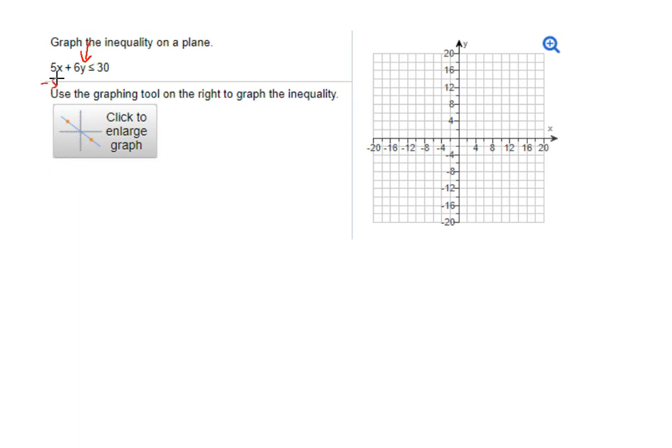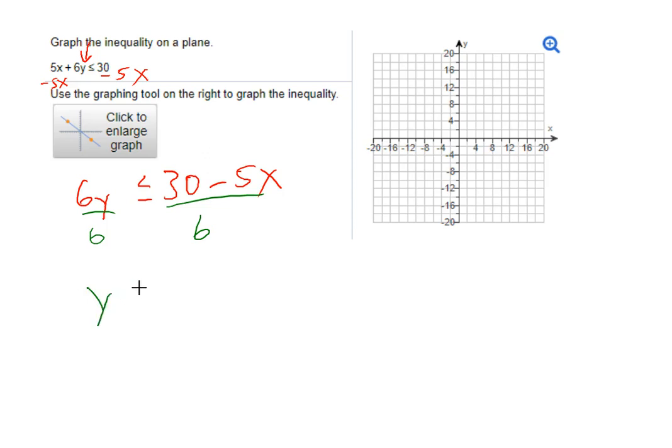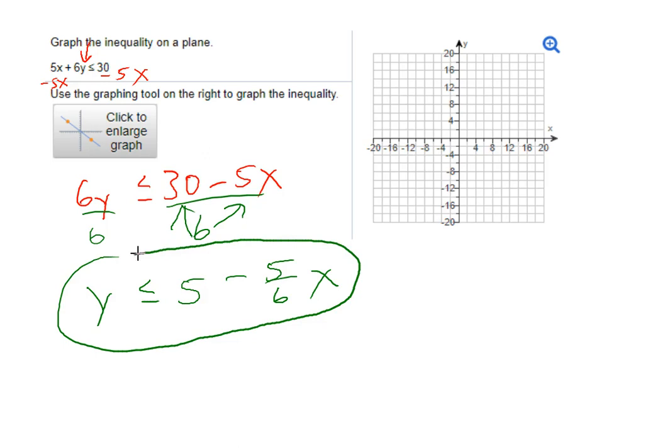I'm going to subtract 5x from both sides. And so we'll get 6y is less than or equal to 30 minus 5x. And then I divide by 6 on both sides. So I'll get y is less than or equal to, the 6 divides into both of these, so I'll get 30 divided by 6, which is 5, minus 5/6 x. All right, so this is my inequality, solved for y.